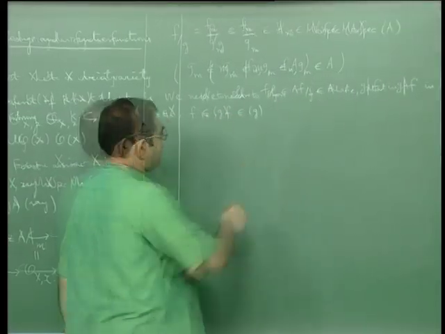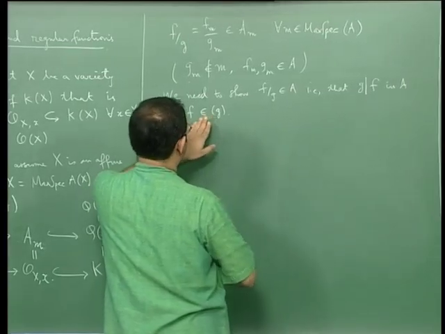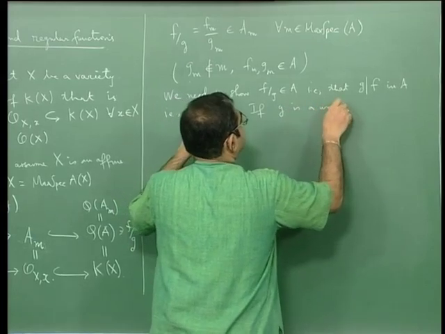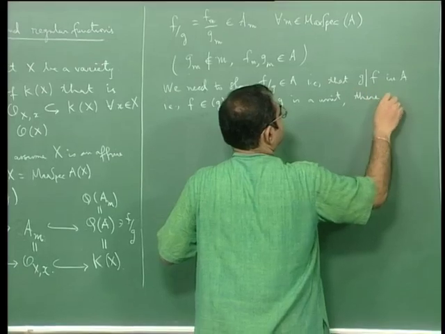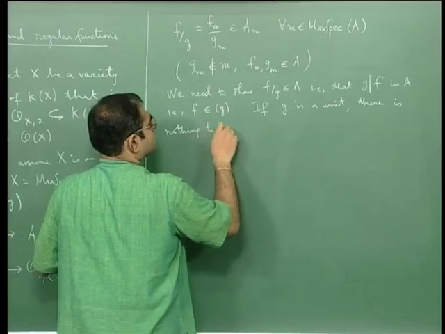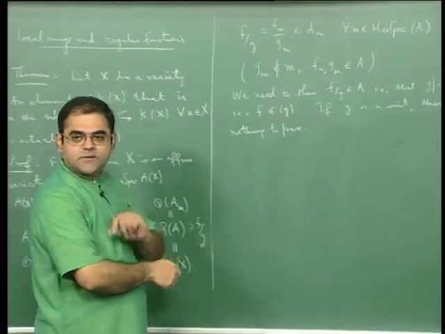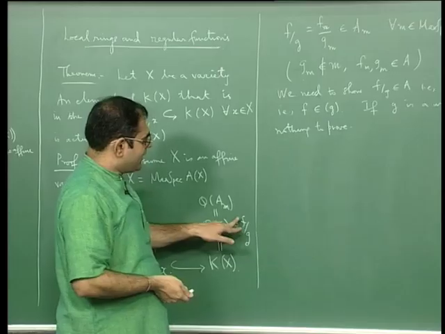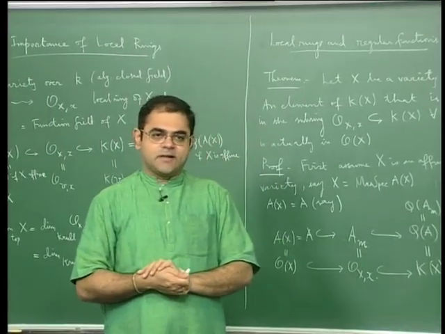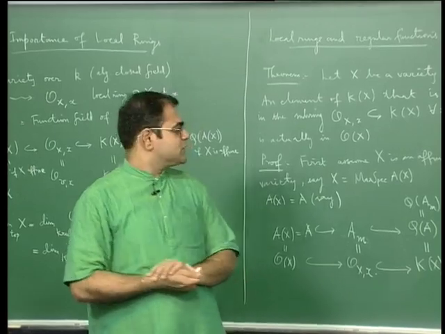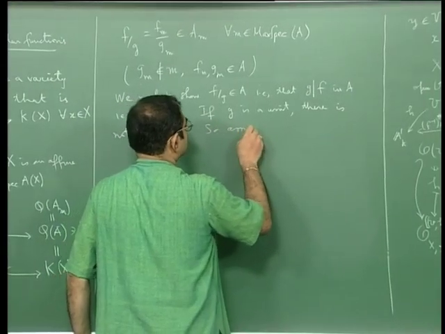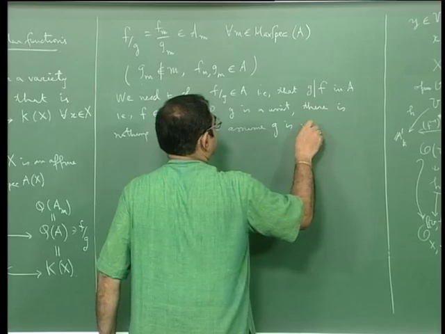now let's analyze this. Of course, if g is a unit, there is nothing to prove, because then f by g is f by a unit, okay, and f by a unit is also an element of A, okay. So assume that g is not a unit.